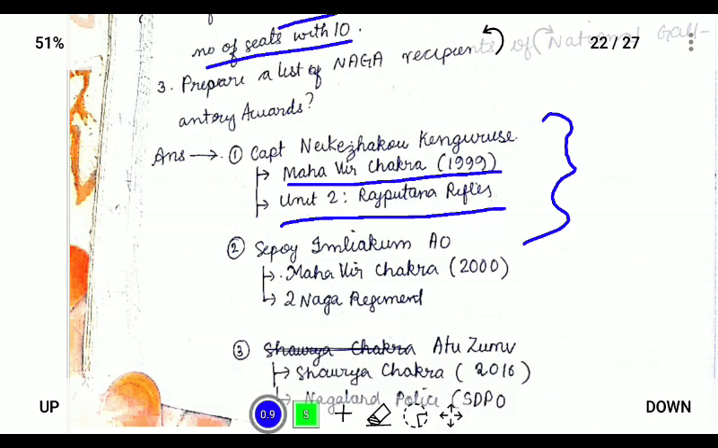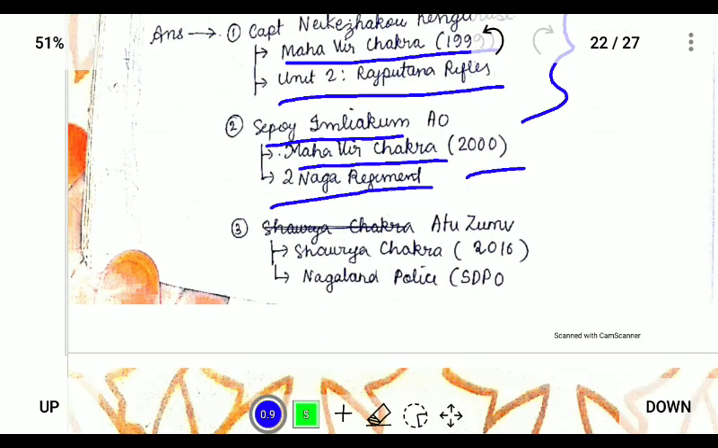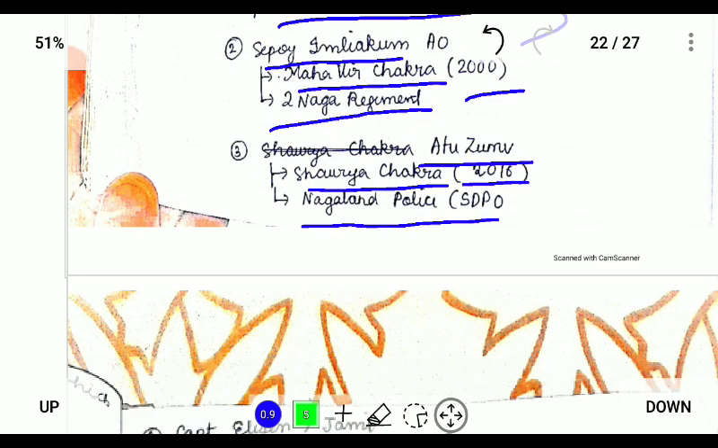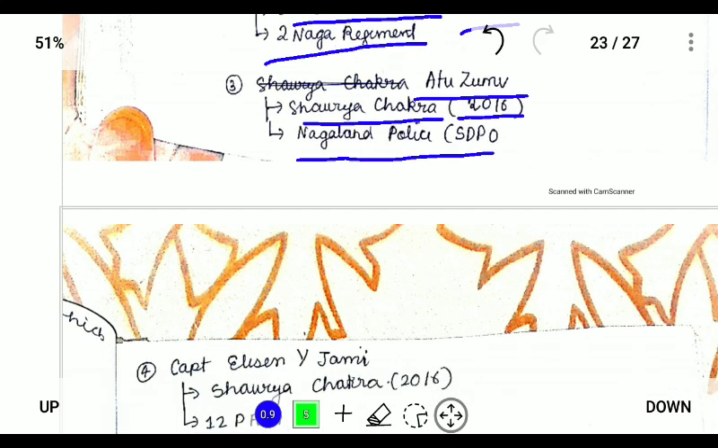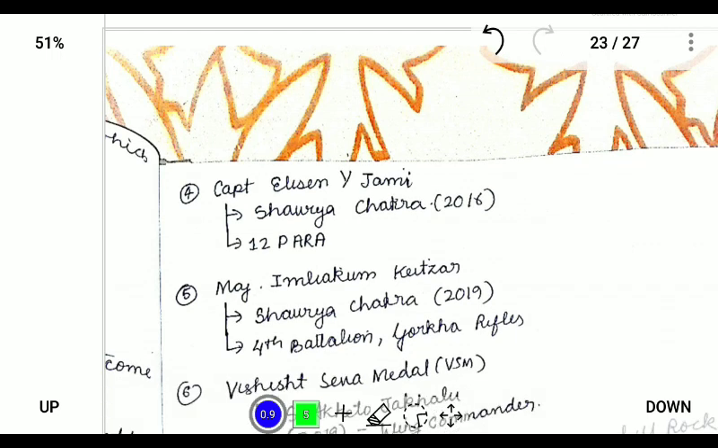Next is Siboy Imliakam, and he also received the Mahavir Chakra in 2000, and he belonged to the Second Naga Regiment. Shaurya Chakra, latest one, it was received by Atu Zumbo, and he received it in 2016, and he belonged to the Nagaland Police, a Sub-Divisional Police Officer. That is next to DSP rank. Next is Captain Ellison Y. Jami, and he was also awarded the Shaurya Chakra in 2016, and he belonged to the 12 Para Commandos.